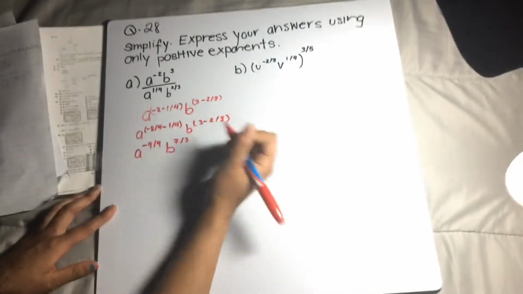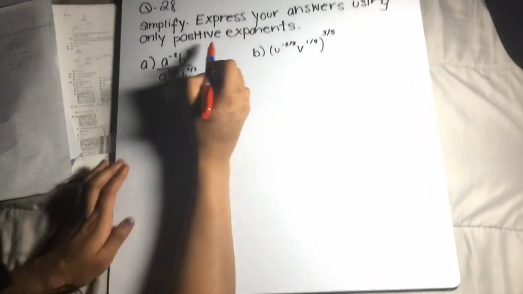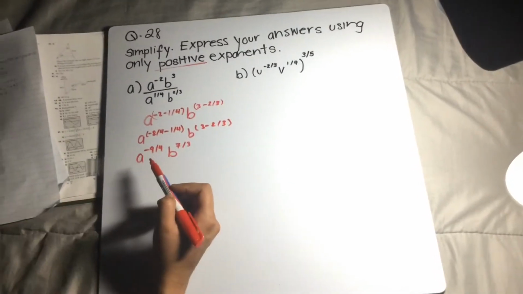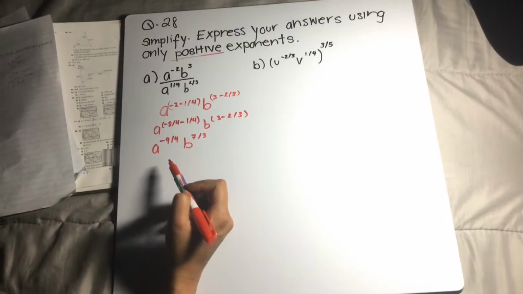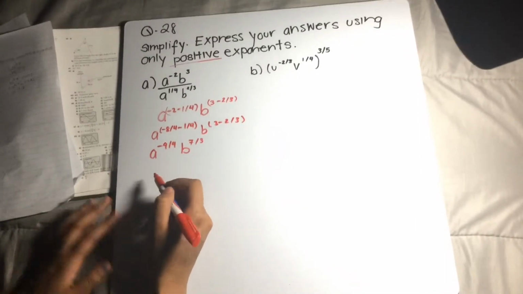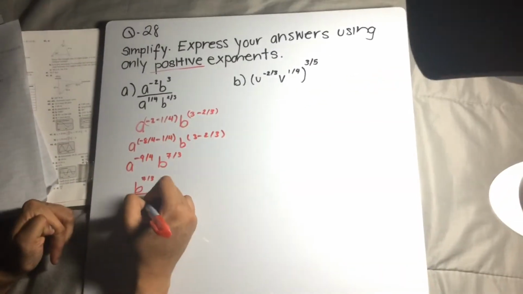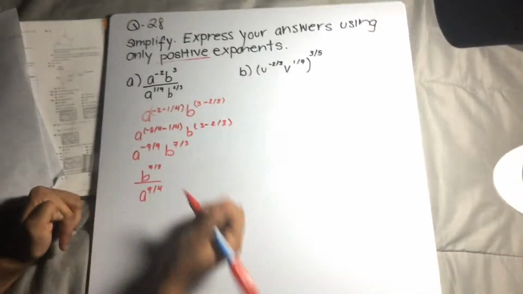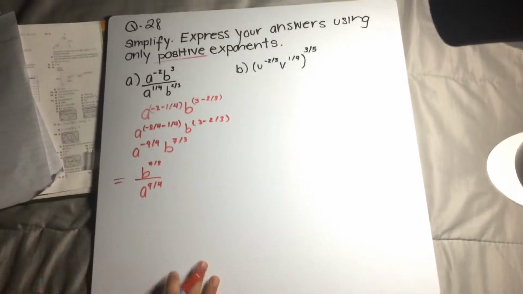But you're not done yet, because the question states that you can only use positive exponents. We have a negative exponent here, so all we have to do is flip it to the bottom to make it positive. Right now it's in the numerator, and we're going to flip it to the denominator. So b to 7/3 stays in the same place, but a to -9/4 goes to the bottom, and it will be positive now. And that's your answer for that question.